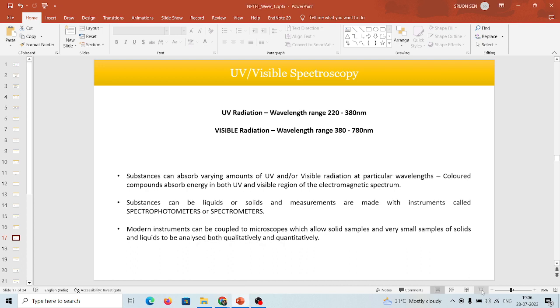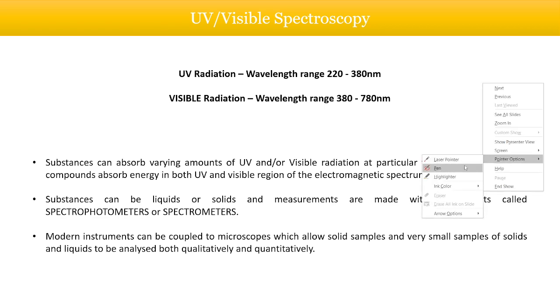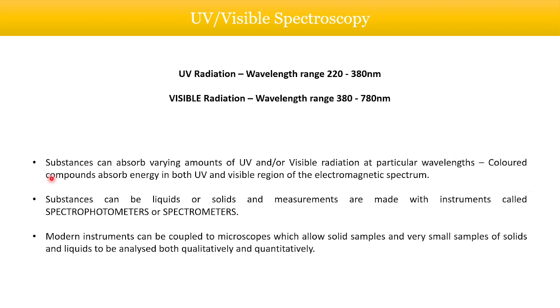Okay, so let's start with UV visible spectroscopy. UV radiation has a wavelength which ranges between 220 to 380 nanometers, and visible radiation has a wavelength of 380 to 780 nanometers. Substances can absorb varying amounts of UV and visible radiation at different wavelengths, and colored compounds absorb energy in both the UV as well as the visible region of the electromagnetic spectrum.